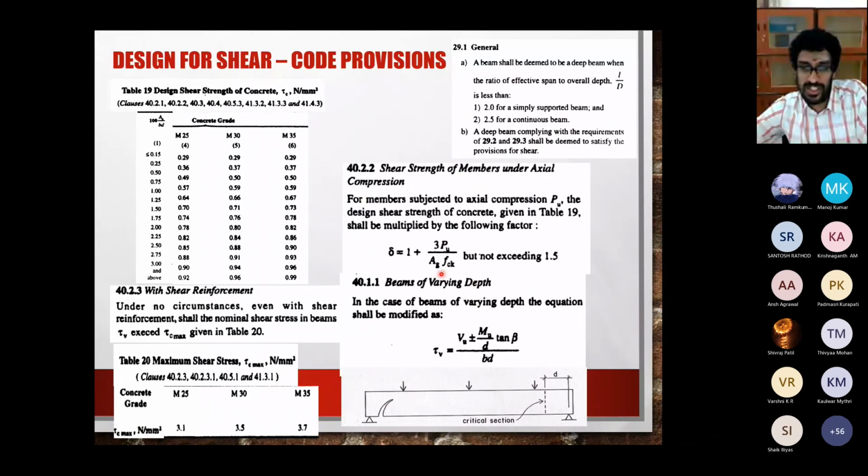These are just some extra provisions saying that if you have an axial member, for example a column which is also having shear, then you can increase these values by this factor. We will not be doing that, but it's good to know that these kinds of provisions are there to help you if you need them. For beams of varying depth, I also showed you that with a certain taper, depending on the taper you can find how to calculate your shear stress for that particular case. This also I showed you: the critical section should be at D from the support.